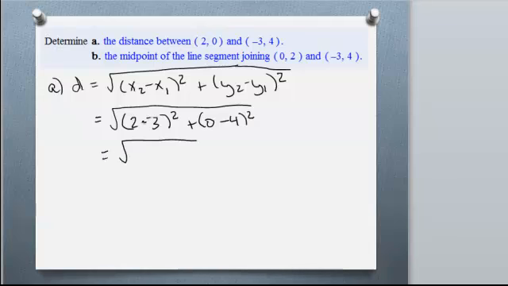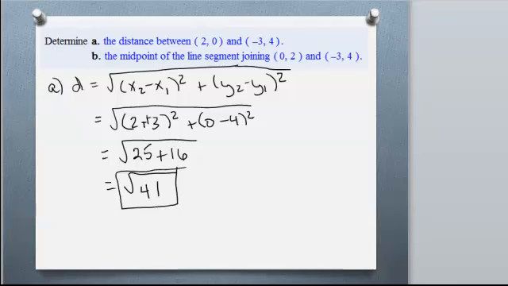Well, 2 minus negative 3 is 2 plus 3. 2 plus 3 is 5, and 5 squared is 25. 0 minus 4 is negative 4, and negative 4 squared is 16. 25 and 16 will give you 41. And we don't know the square root of 41, so the distance between those 2 points is the square root of 41.